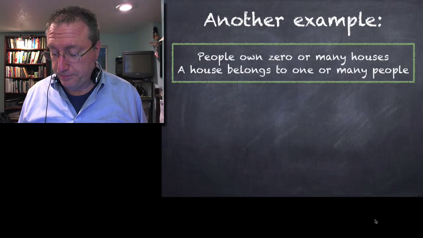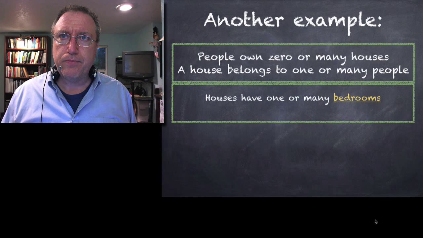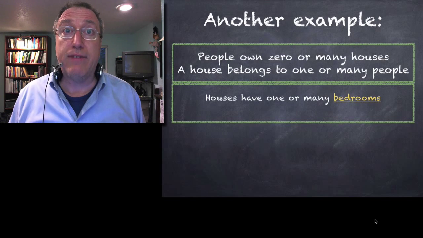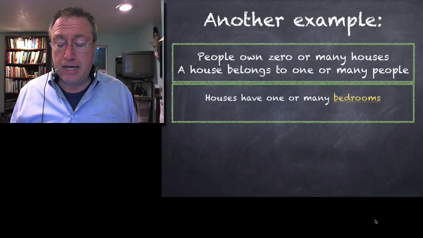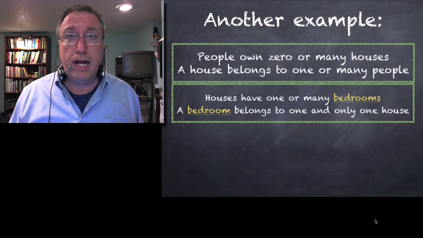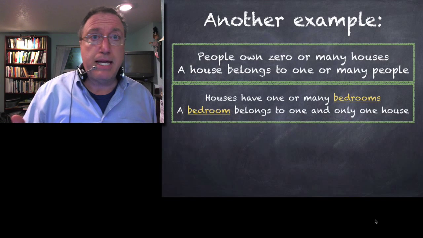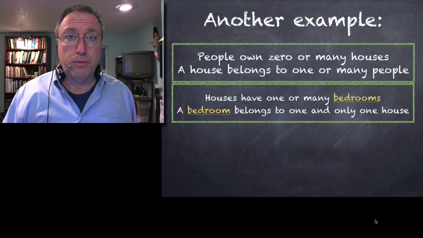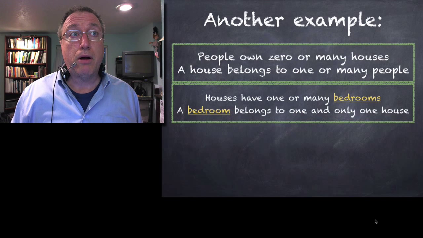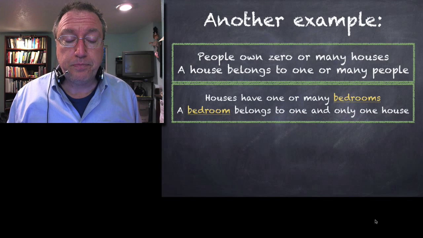Let's look at a second rule. Houses have 1 or many bedrooms. What this implies is that it doesn't make sense to have a house without a bedroom. I mean, one of the main reasons you have a house is in order to sleep there. On the other side of things, a bedroom belongs to one and only one house. You can't swap bedrooms between houses. And it doesn't make sense to have a bedroom without a house. You do have one-room apartments, and you do end up sleeping in that room, but you might as well call it a bedroom.